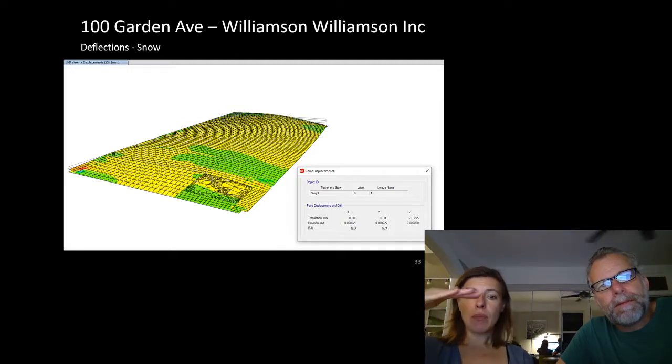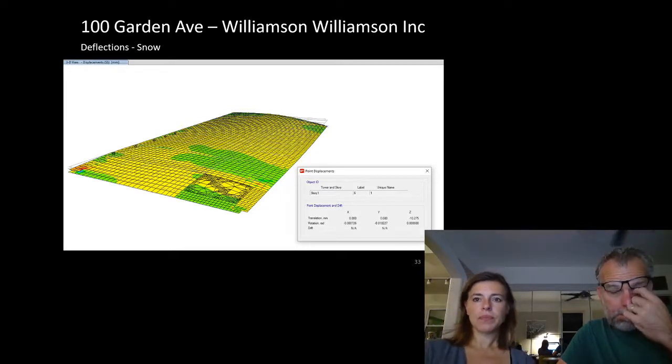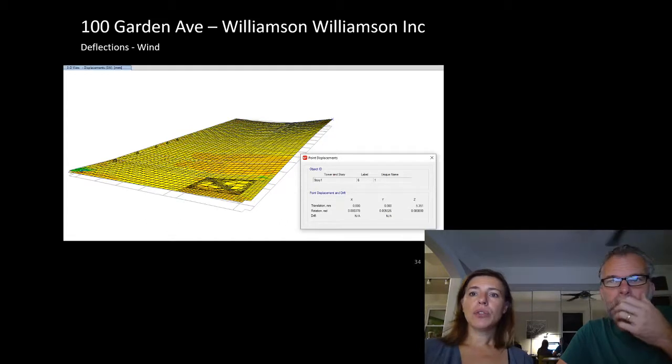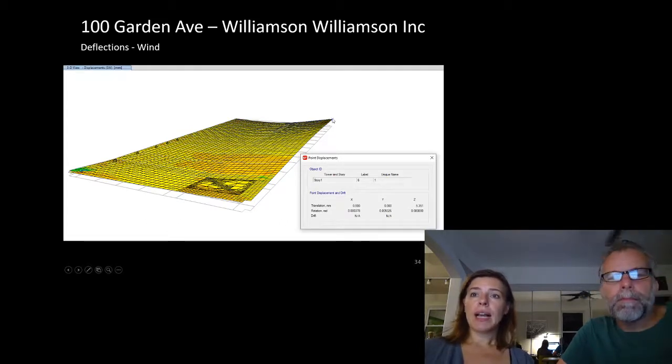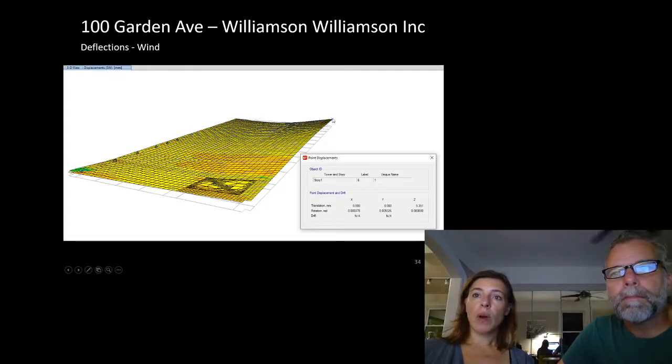So 10 millimeters would be really noticeable if it was just this perfect, clean, crisp building, but stack that snow up on it and it starts to be a lot harder to see that deflection that's causing no permanent damage to anything at all. Here's our wind deflection, which for a 1 in 30-year storm, because it's our serviceability requirement, is 5 millimeters.